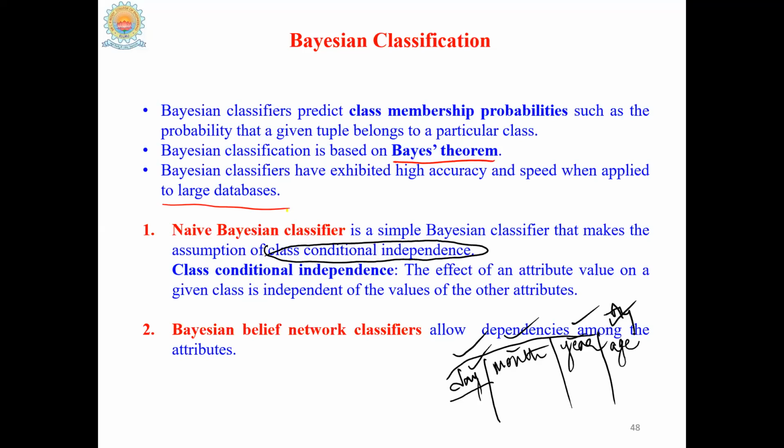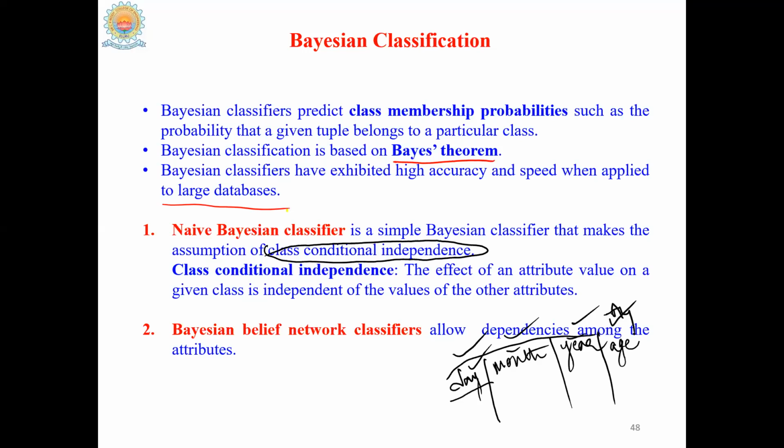Yes, ma'am. Why? Because we can calculate age based on the birth year, the month, and the particular date, that means the day. So these three factors are associated with the fourth attribute. This indicates the dependency among the attributes.